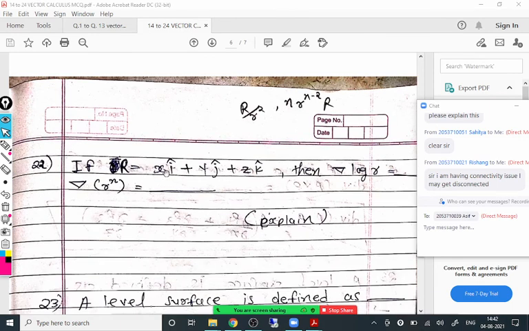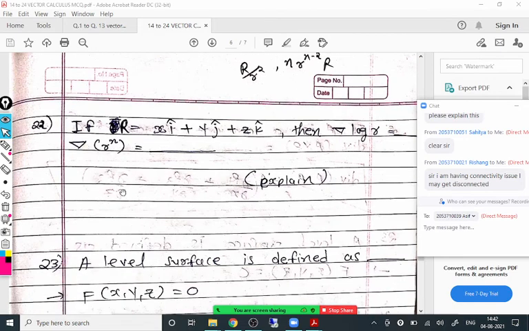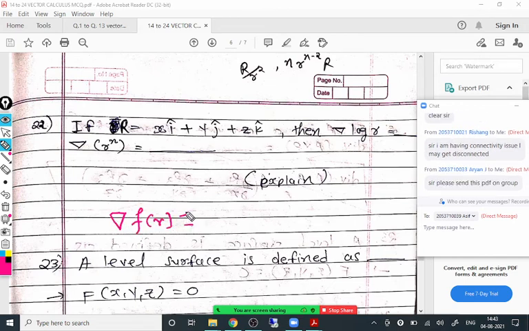Question 22. If r bar is the position vector, then find the gradient of log r and the gradient of r raised to n. I will tell you one formula that you can remember. The gradient of a function of r is f dash r into r bar upon r. So this is the shortcut formula to get the gradient for some function of r.